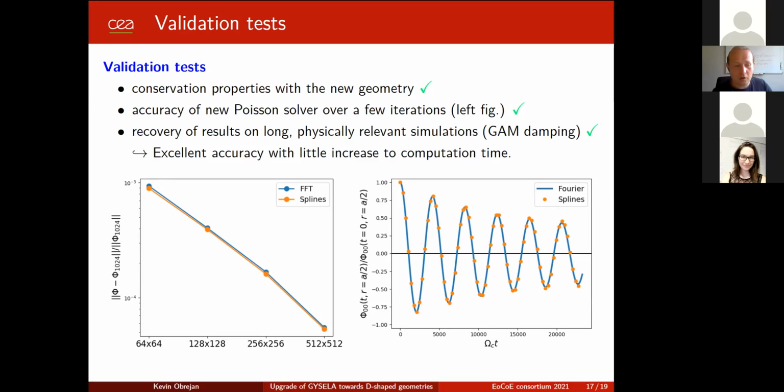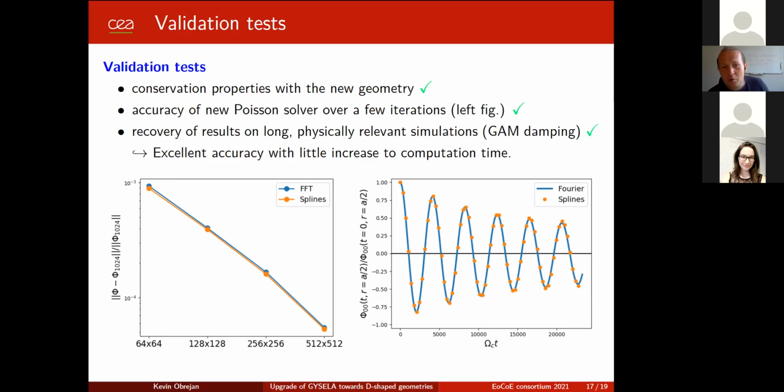Over just one step, you take a very high resolution solution, and then you try to reduce the resolution and see exactly how close you are. So that's what you have at the bottom left, and you can see that spline, which is the new solver, is actually slightly more accurate than the previous one, which, to be honest, was a surprise. But it's a rather good thing.